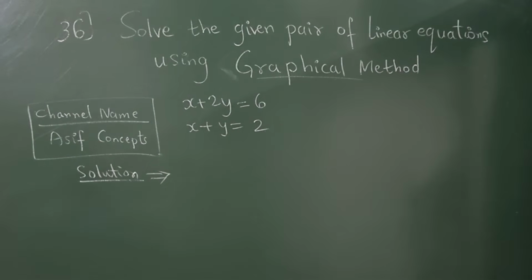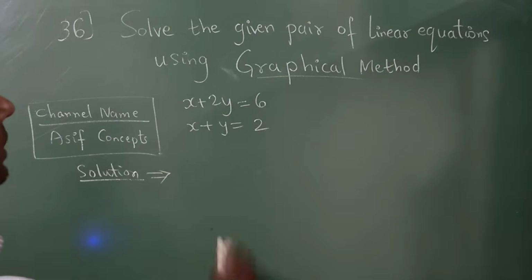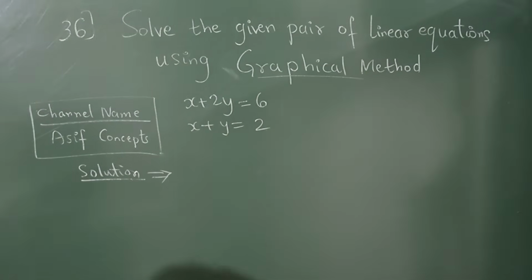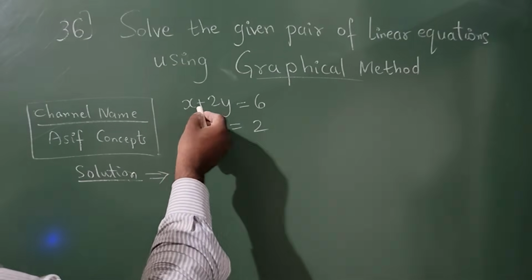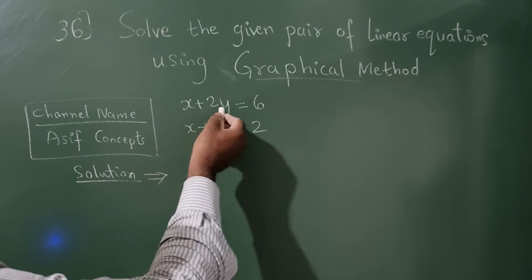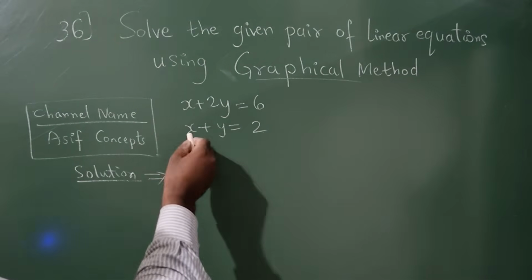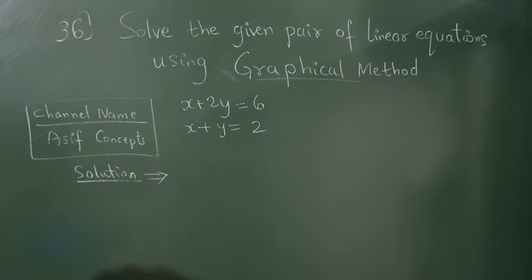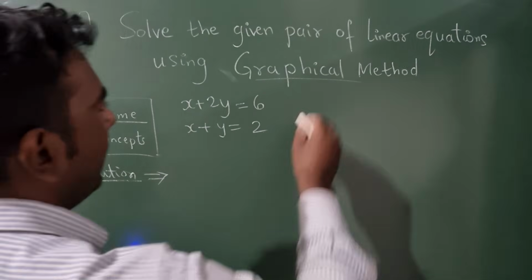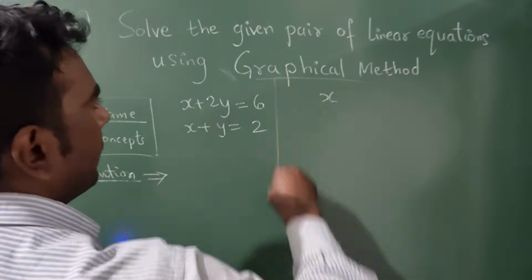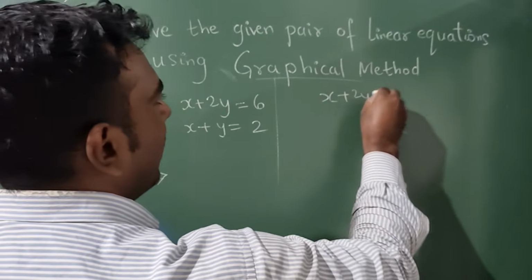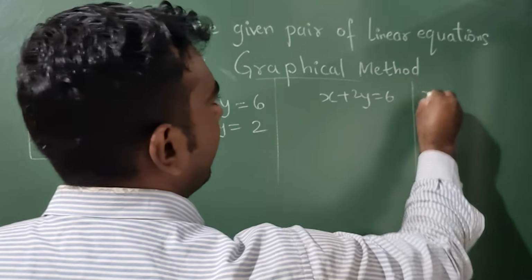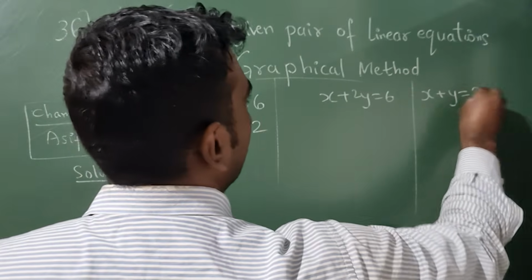This question is from model question paper 4. Solve the given pair of linear equations using the graphical method, that is nothing but a graph. The equations are x plus 2y is equal to 6, x plus y is equal to 2. I'll teach you in a very simple way. Write first x plus 2y is equal to 6 and write here x plus y is equal to 2.